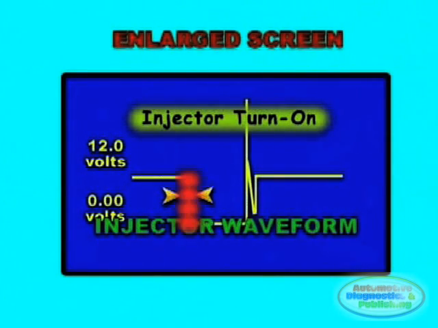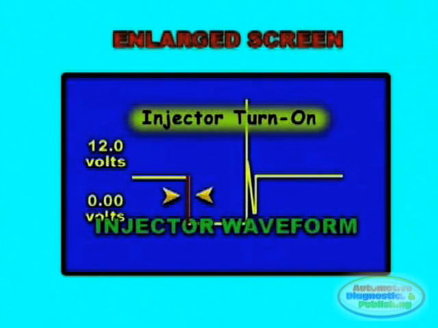The first part of a voltage waveform is the injector turned on point. This is signified on screen by the vertical red line. This is the point at which the injector actually turns on, and it is very important because any problems inside the ECM with the injector driver or internal transistor that turns the injector on will actually be seen immediately at the turned on point of the injector waveform.